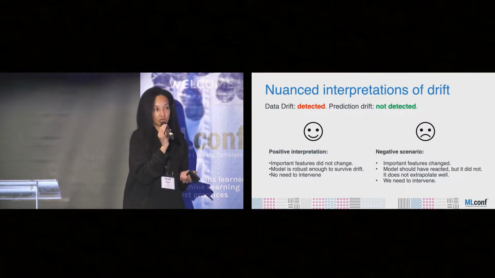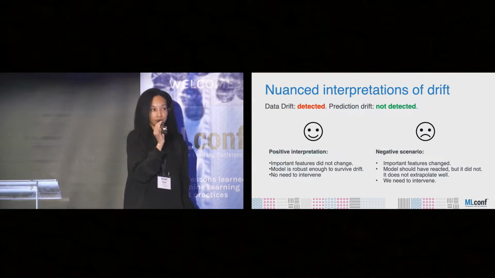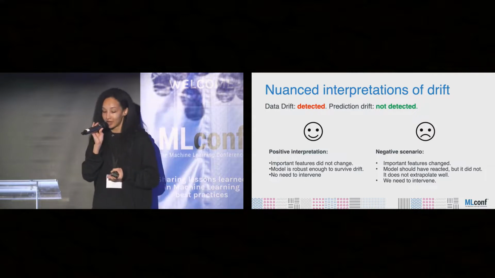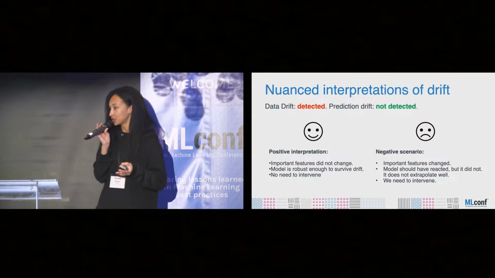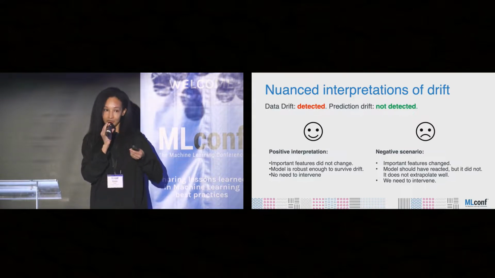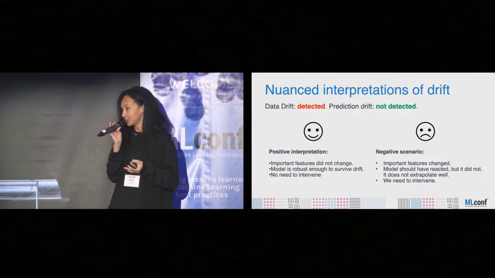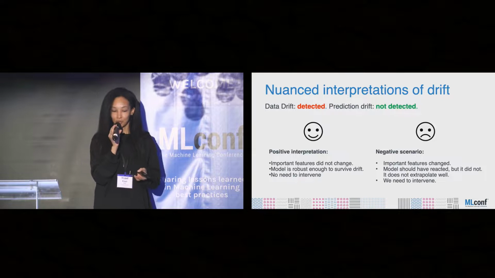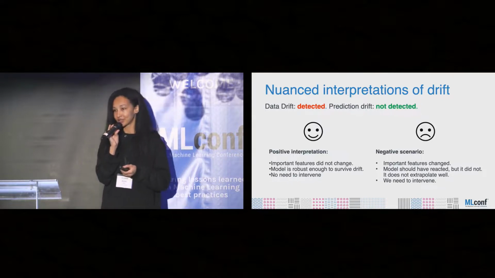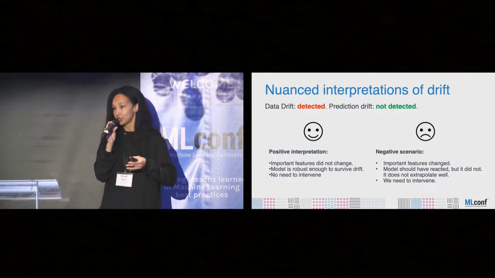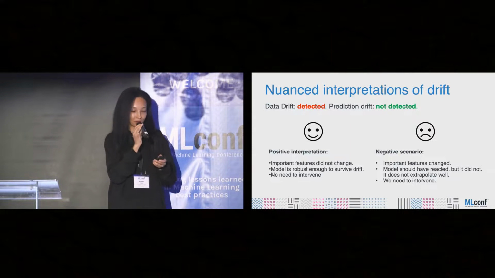In this case, we can just continue using the model and no intervention is needed. But it can be another scenario where all important features have drifted, but model output stayed the same. This is actually a problem because when you clearly see that something has changed, the environment has changed, but the model didn't react. Right? Probably the model just cannot extrapolate well. There are some machine learning models that cannot, for example, make any prediction outside of the range of values it was trained on. And in this case, probably we need to do something.